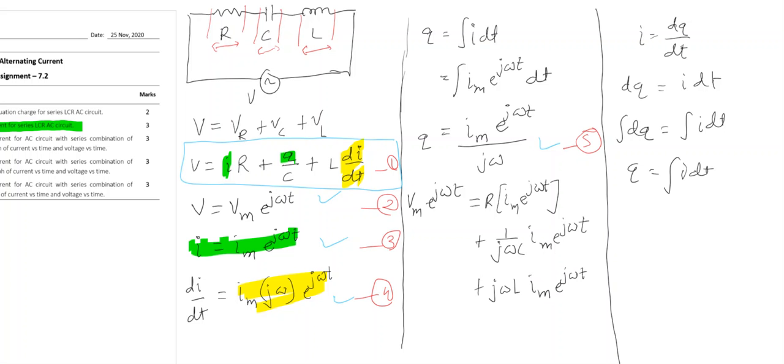Now, on the left side we have e raised to j omega t, and on the right side in every term we have e raised to j omega t. So if we take e raised to j omega t common from the right side, it will be cancelled out, and then what we are left with is Vm. Im is also common on the right side, so we have R plus j omega L plus 1 by j omega c. And let me give it number 6.